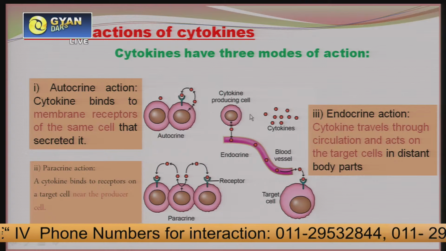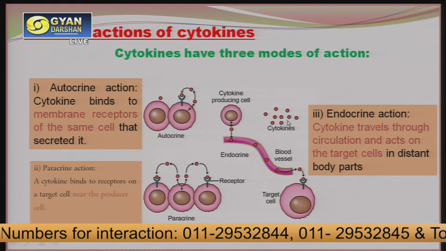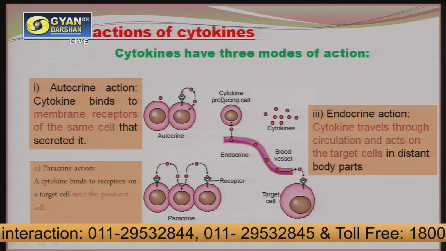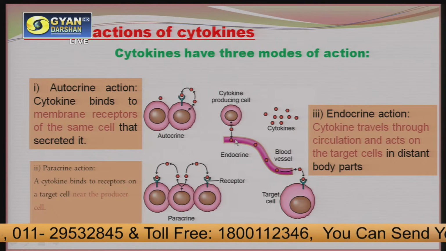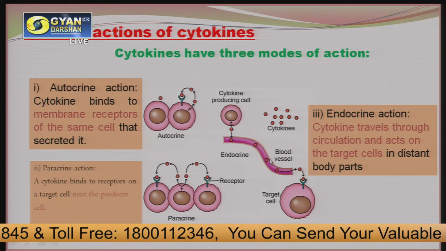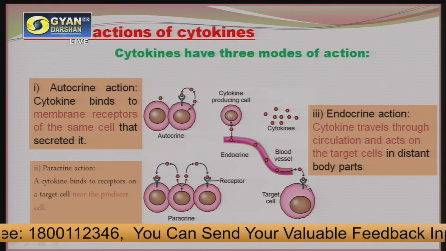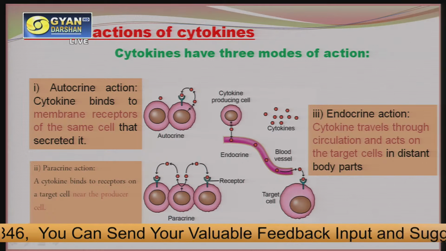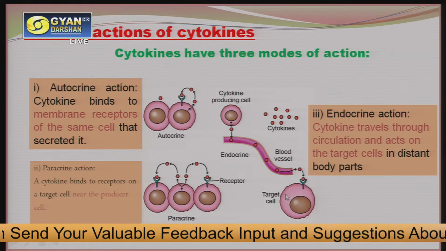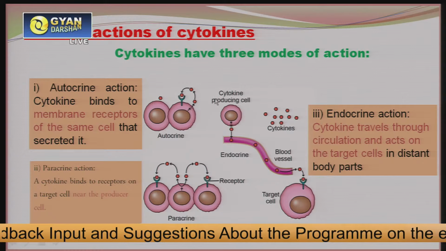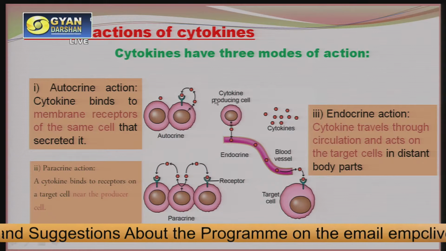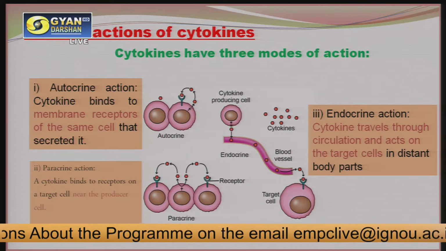So you can see in this figure, these are the cytokines produced by the cell. They circulate, and ultimately they can bind to the other cells that have the receptor, and the function of the cell will change. So these are the three modes of action of the cytokines.